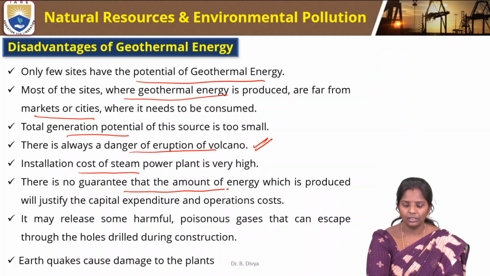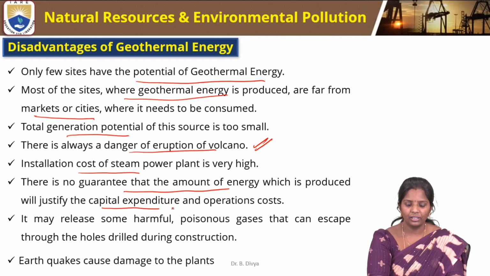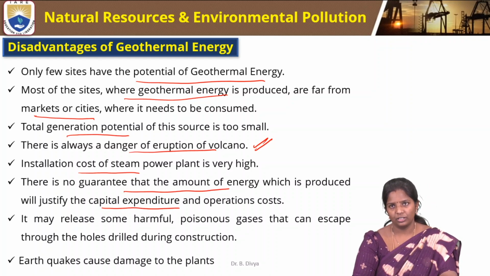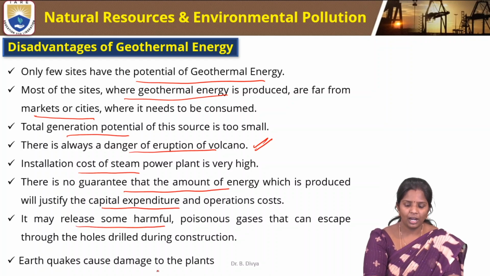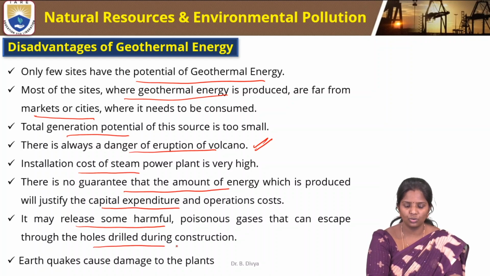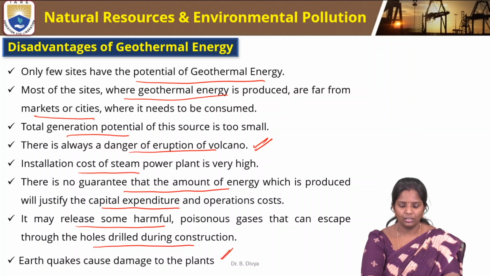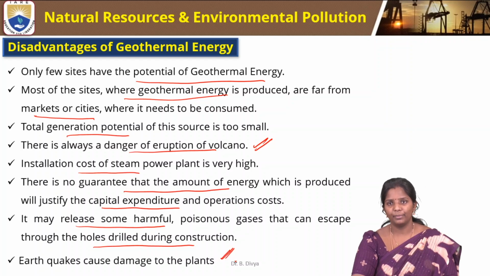There is no guarantee that the amount of energy produced will justify the capital expenditure and operational cost. There is no guarantee that it can produce such a huge amount of energy that it can even cover the expenditure. It may also release some harmful, poisonous gases that can escape through the holes during drilling or during construction, and earthquakes can also happen that can damage the plants.